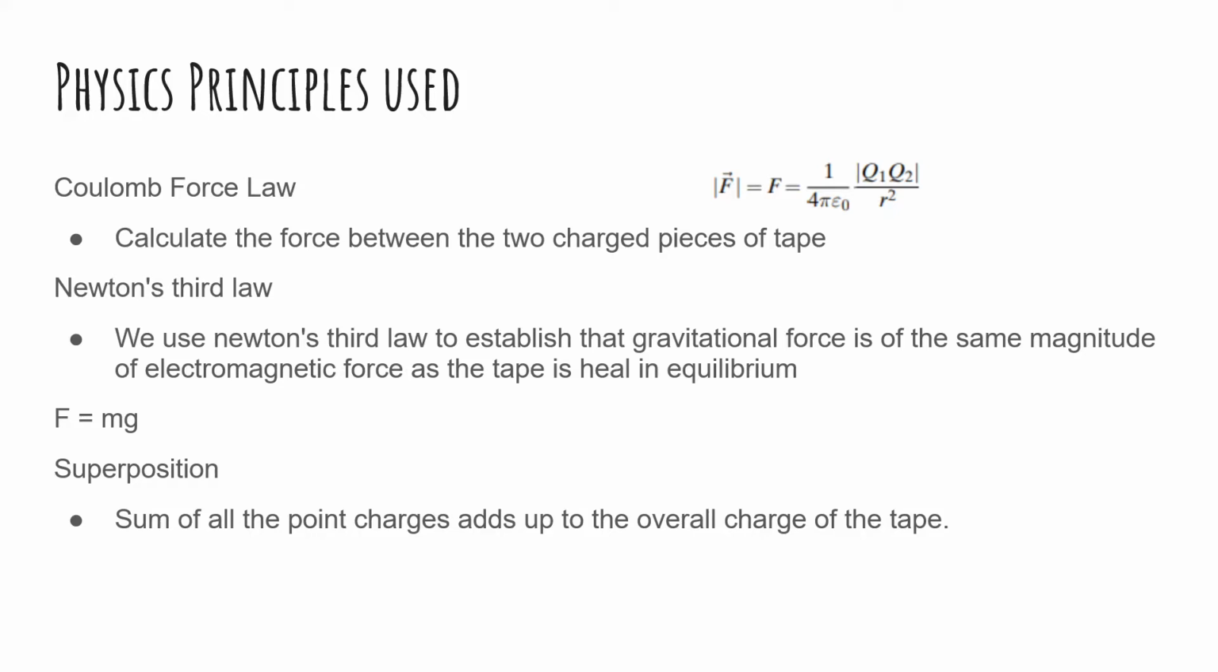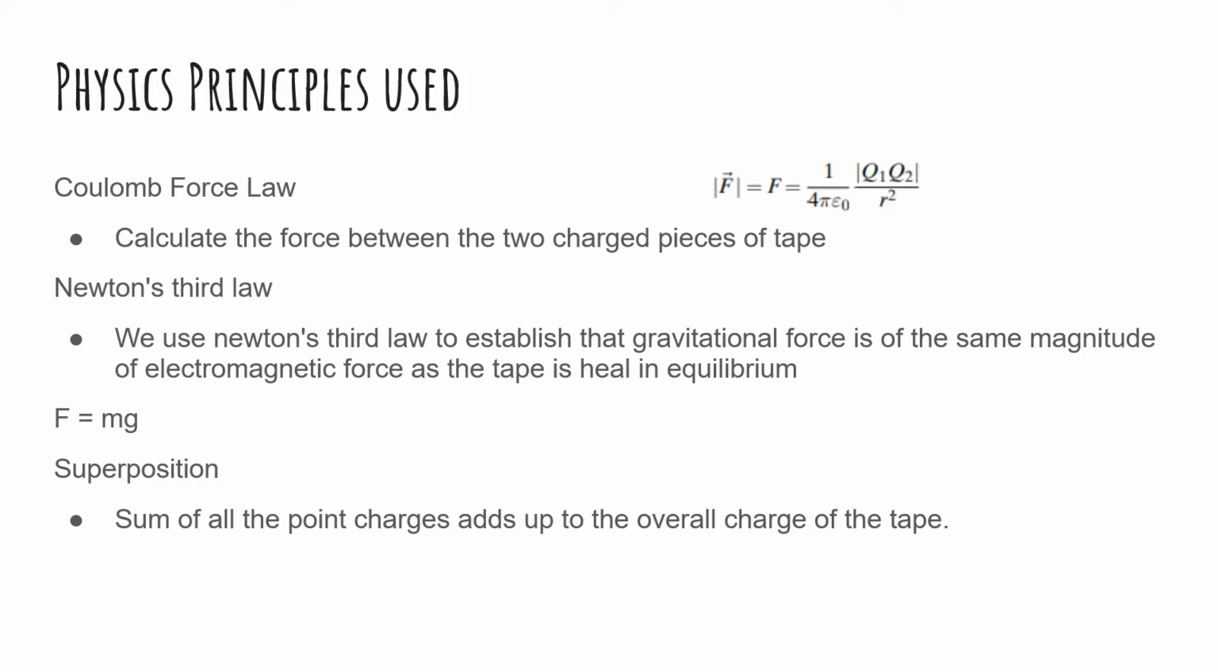We used Coulomb's force law. This was to calculate the force between the two charged pieces. So we would use this equation to find the charge because we would already have the force, and we would have the force because of Newton's third law. We use Newton's third law to establish that the gravitational force is the same magnitude as the electromagnetic force when the tape is held in equilibrium.